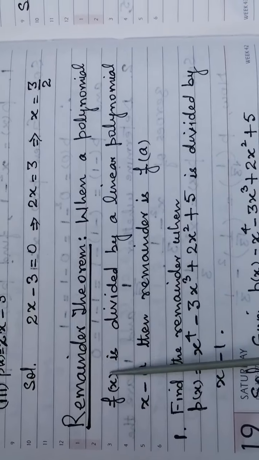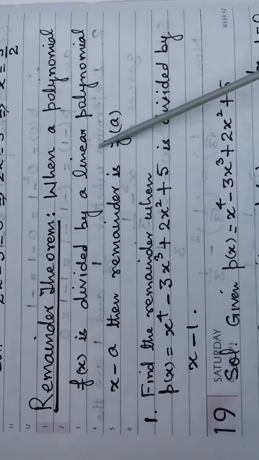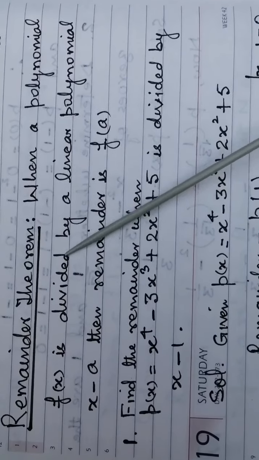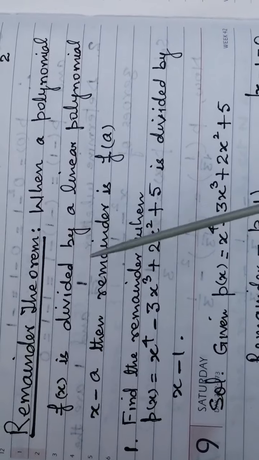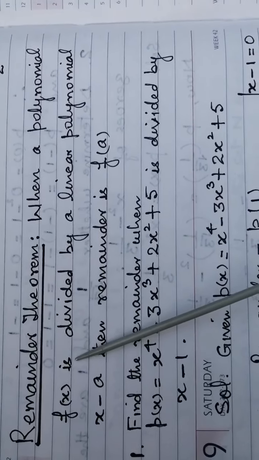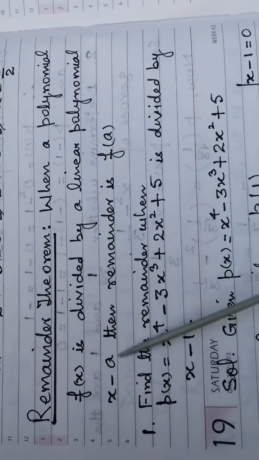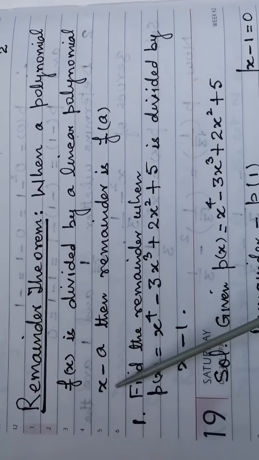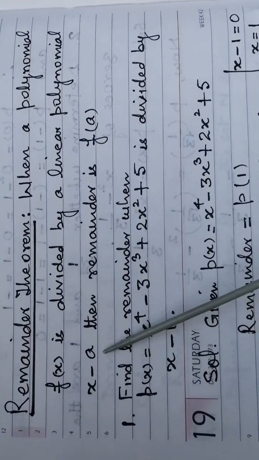Now I come to an important topic, that is remainder theorem. Right, you have to remember its statement also, because in the exam it may be asked: state remainder theorem. Now what is its statement? When a polynomial f of x is divided by a linear polynomial x minus a. See, in the previous video we had discussed the degree of a polynomial. Now here we have x raised to power 1, so therefore this is a linear polynomial.